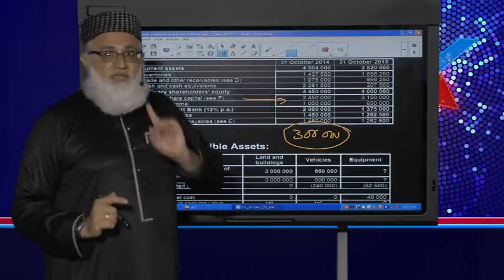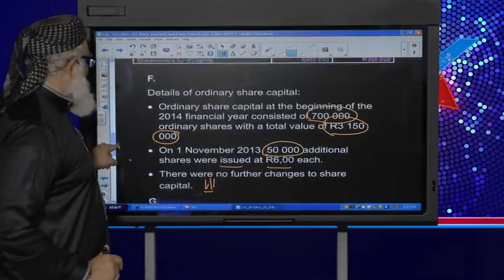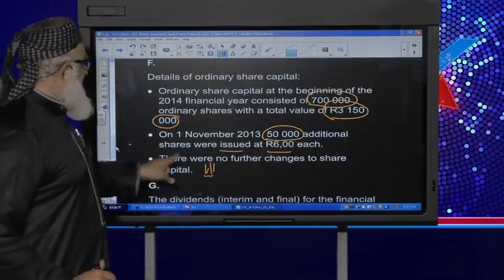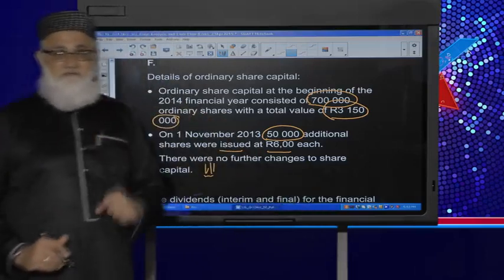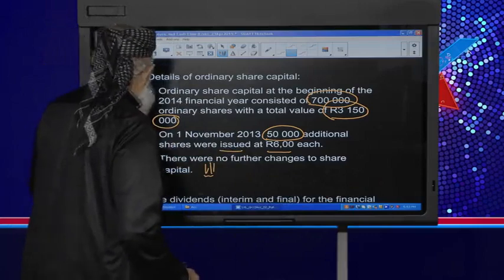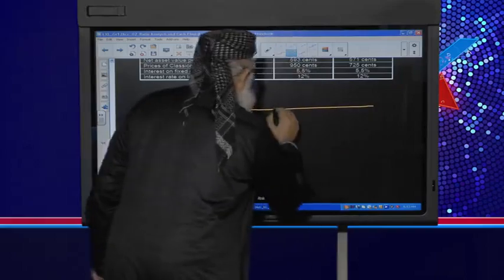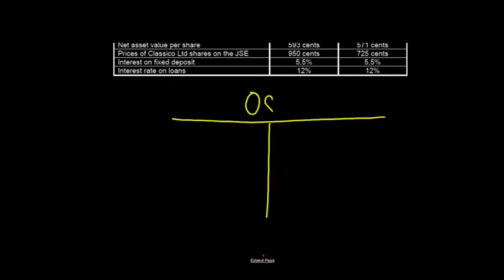Why not? Because if they told you in this information of your share capital that shares were bought back, that means that in your share capital account, and I think I have to explain this to you because of its importance. Notice, in your ordinary share capital account, you've got an opening balance, right? You've got a closing balance.